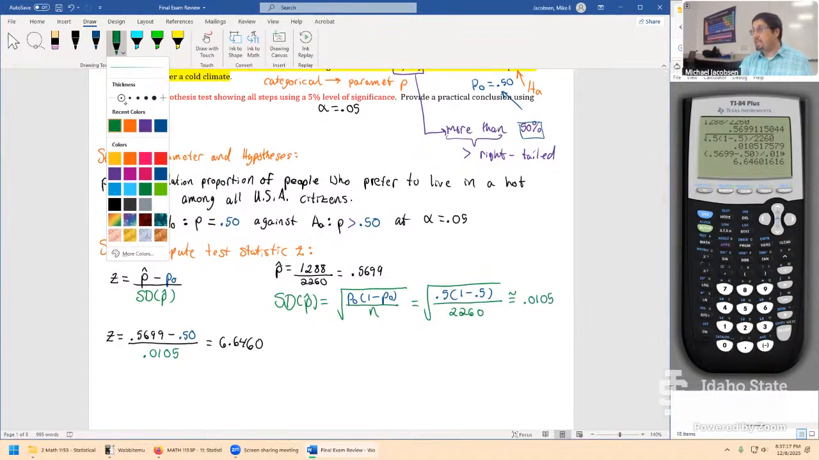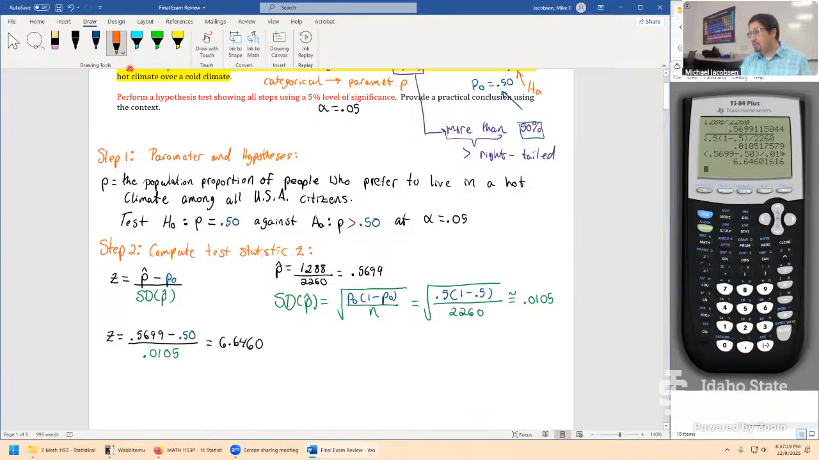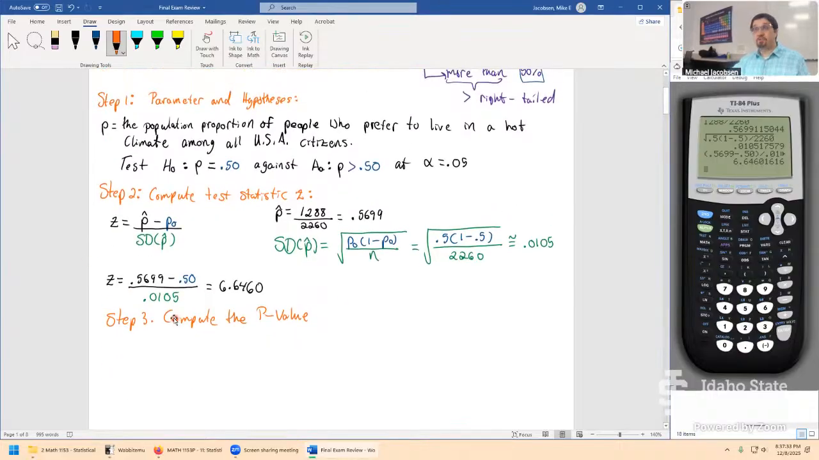Step 3, we're running out of time on, but it doesn't hurt to put it down on paper, is to compute the p-value, and then step 4 will be to give a practical conclusion. Let's write that in just so it's something we can come back to. Step 4, give a practical conclusion using context.